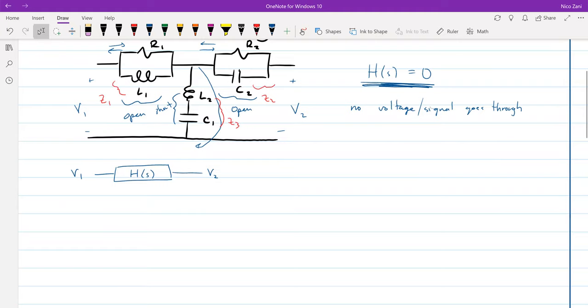So where does Z1, at what point does Z1 equal zero? Well, what is Z1? Z1 is equal to R1 parallel to L1S, technically, which is equal to R1 L1S over R1 plus L1S. Not where is Z1 equal to zero. Where is Z1 equal to infinity is the question, right? Where does Z1 become an open circuit?